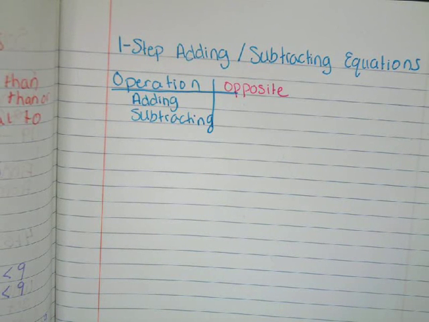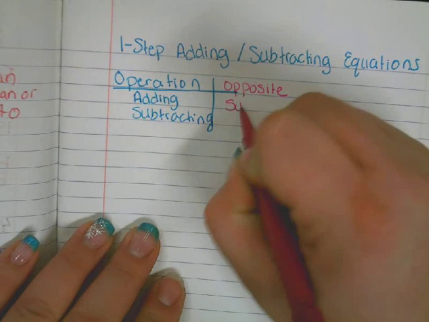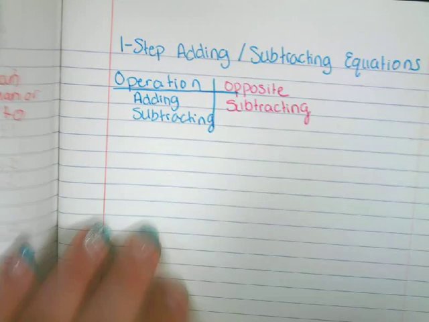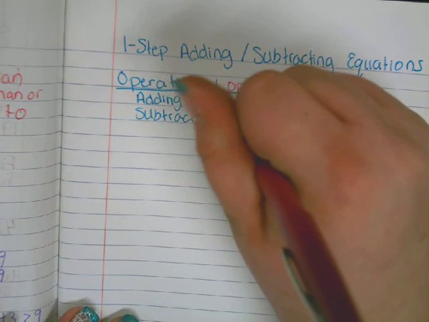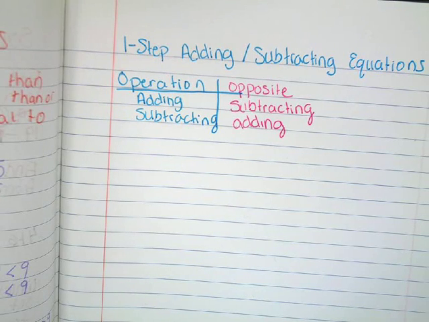So if I give you the operation of adding, what is the opposite? Subtracting. What's the opposite of subtracting? Adding. So when you solve the equations, you're going to do the opposite operation.